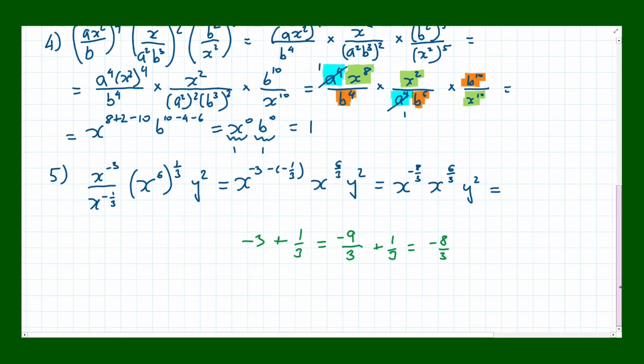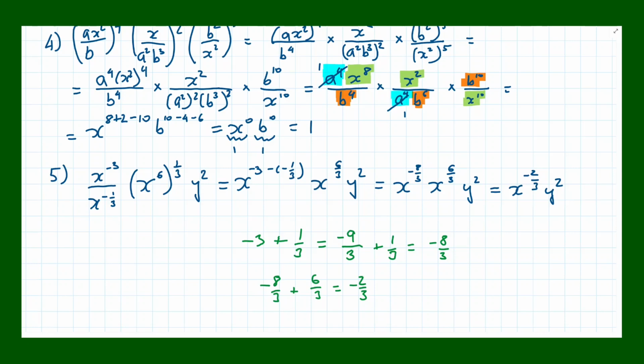Let's make a bit more space and then deal with minus 8/3 plus 6/3. What's the result of this? Well, that's just minus 2/3. So the final power of x is going to be minus 2/3, and y squared just stays as it is. Okay, so this is the final result.